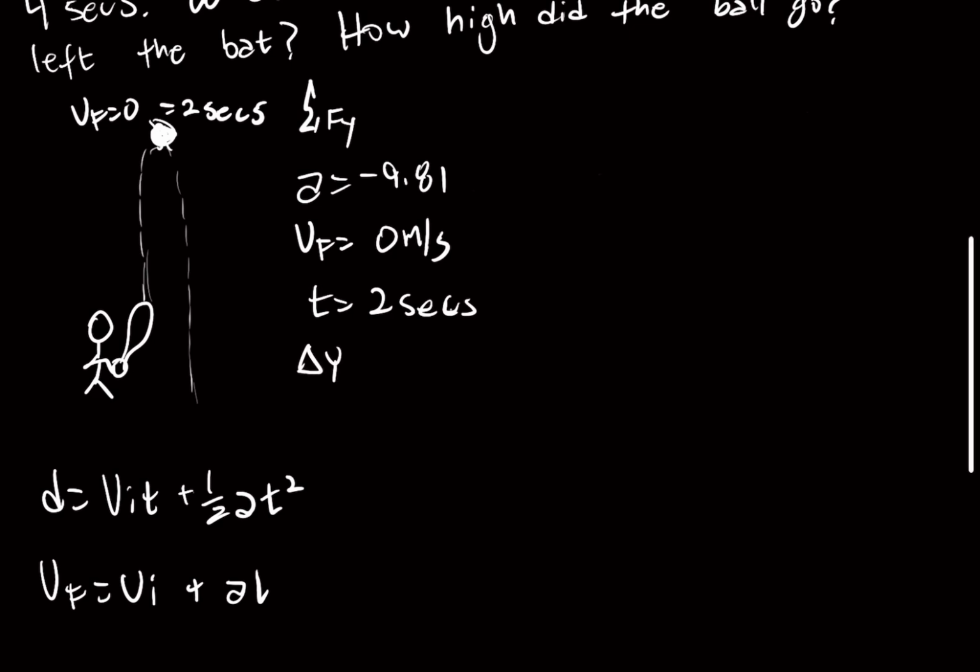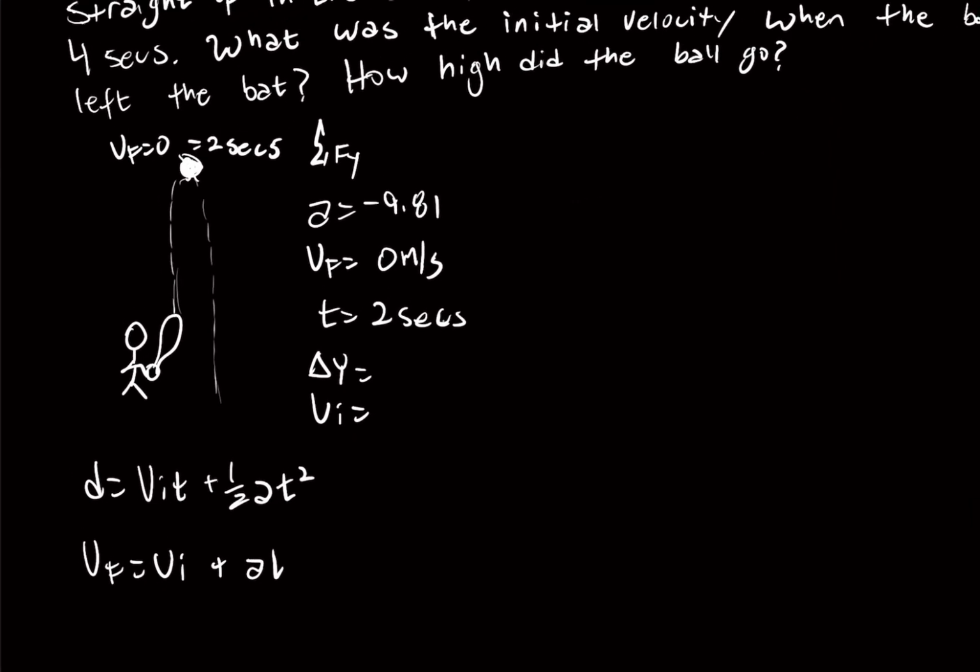We want to essentially solve for displacement, and we want to solve for initial velocity now. So we have initial velocity, we're looking for initial velocity. We don't have displacement. So there's two pieces of information that we don't have, so we can't use this equation. So we can use this one.